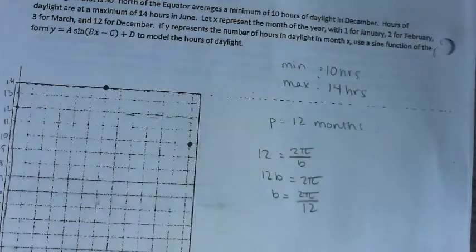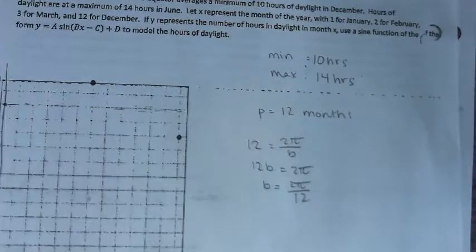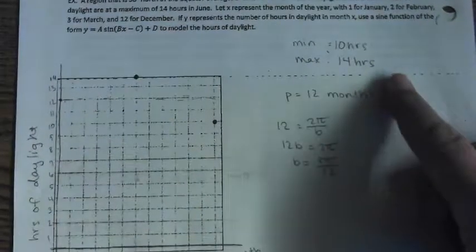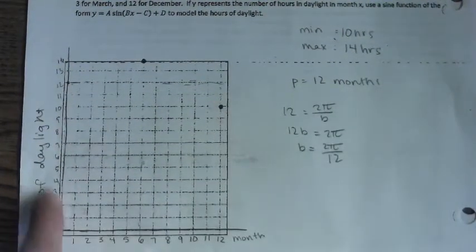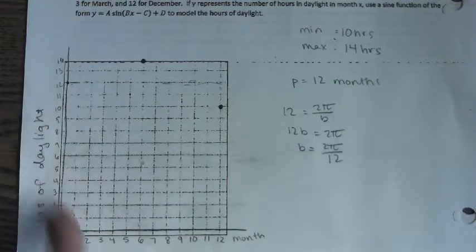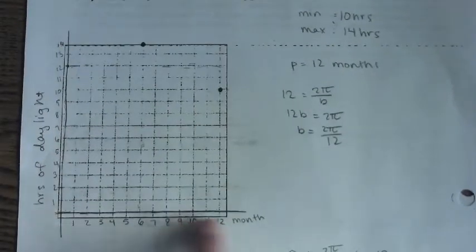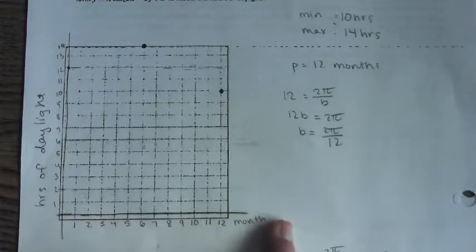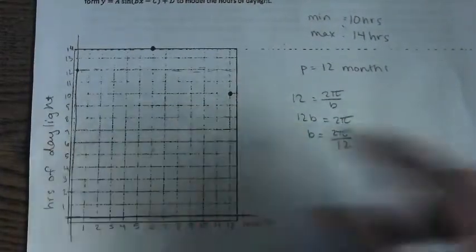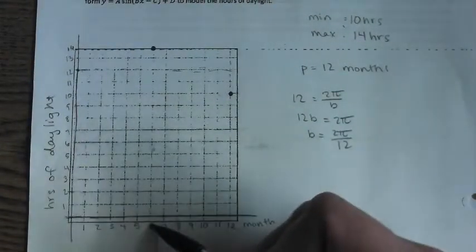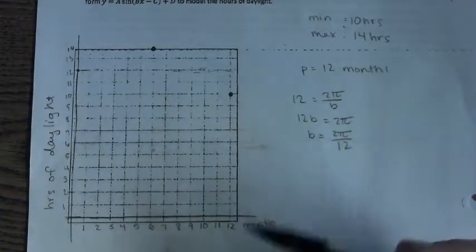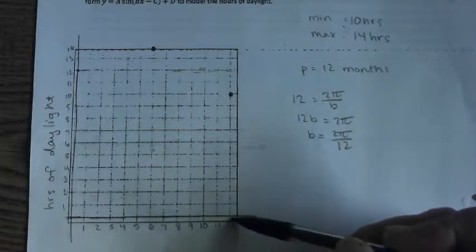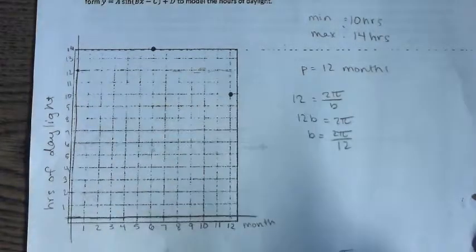And here's what we have so far. We picked up on the minimum 10 hours, the maximum 14 hours. We've labeled our y-axis 1 through 14, number of hours of daylight, and our x-axis 1 through 12, which is the number of months. So we have a point at 6, which is the 6th month, June, 14 hours. And at 12, the 12th month, December, 10 hours.